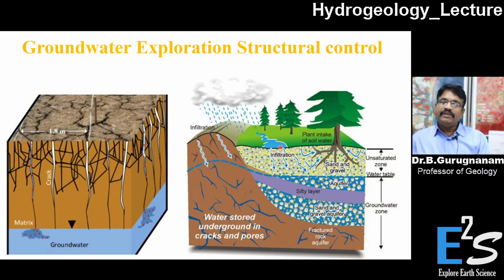In between, during infiltration, the roots of the plants also take some water for their growth. So this is the unsaturated zone, this is the water table, and this is the groundwater zone. Groundwater is there in soft rock, and it is there in hard, fractured rock aquifers. Water is stored underground, through cracks and pores, and you will be able to get your groundwater below the surface.